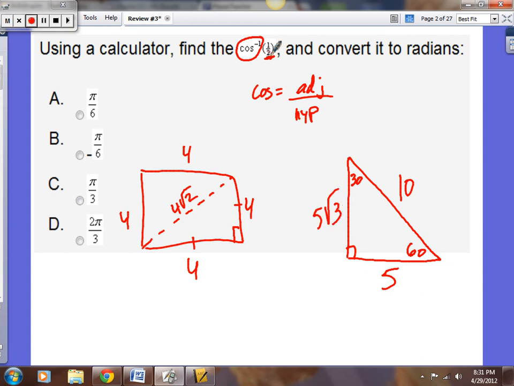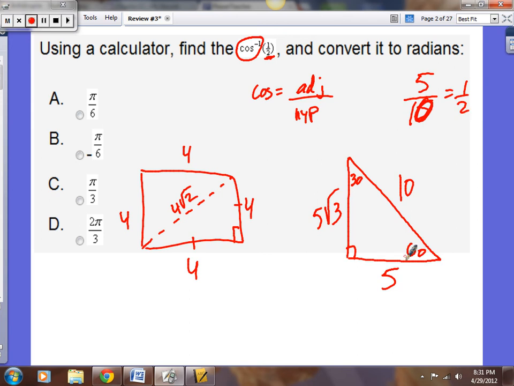I know I can get a half out of this 30, 60, 90 because I just did it. So the cosine, adjacent over hypotenuse, I want the fraction 5 over 10, because that equals 1/2. So the 5 is adjacent to what angle?